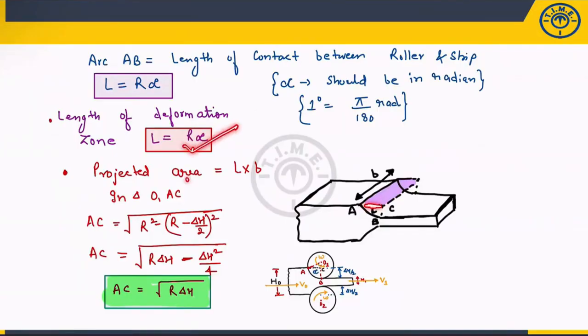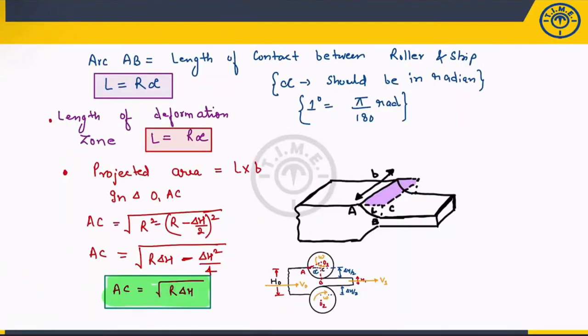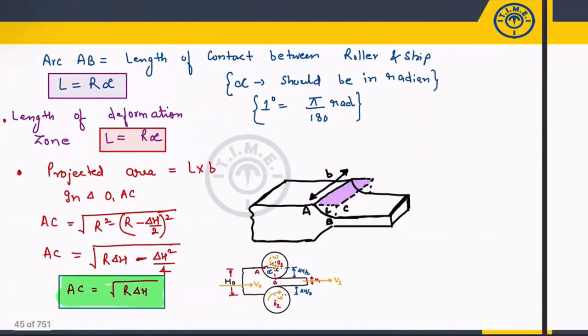Once you know the length, you can calculate the area: just multiply by the width. If you multiply the area by the stress, what do you get? Force. This projected length, R into alpha, can also be calculated as the square root of R into delta H. So you have to calculate AC. If you construct the triangle O1AC which we considered here, you get AC equal to square root of R delta H.